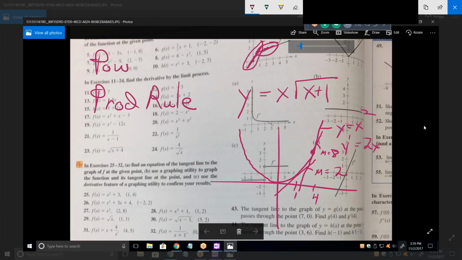Yeah, and we can see that that's true. That's a 0 slope tangent line. What's the slope when x equals -2? So it would be -4.